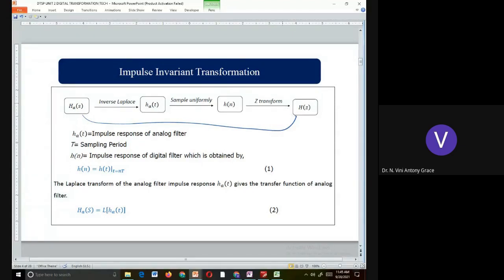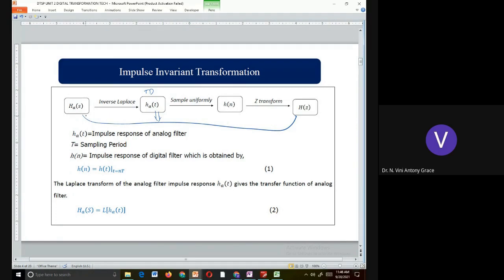And how this is obtained is, first I have to take the inverse Laplace transform of HA(s), which is the analog filter's transfer function. If I take the inverse Laplace transform of HA(s), we are going to get HA(t), which is nothing but the impulse response in time domain. This is a continuous time signal. t represents continuous time, so this impulse response is going to be continuous.